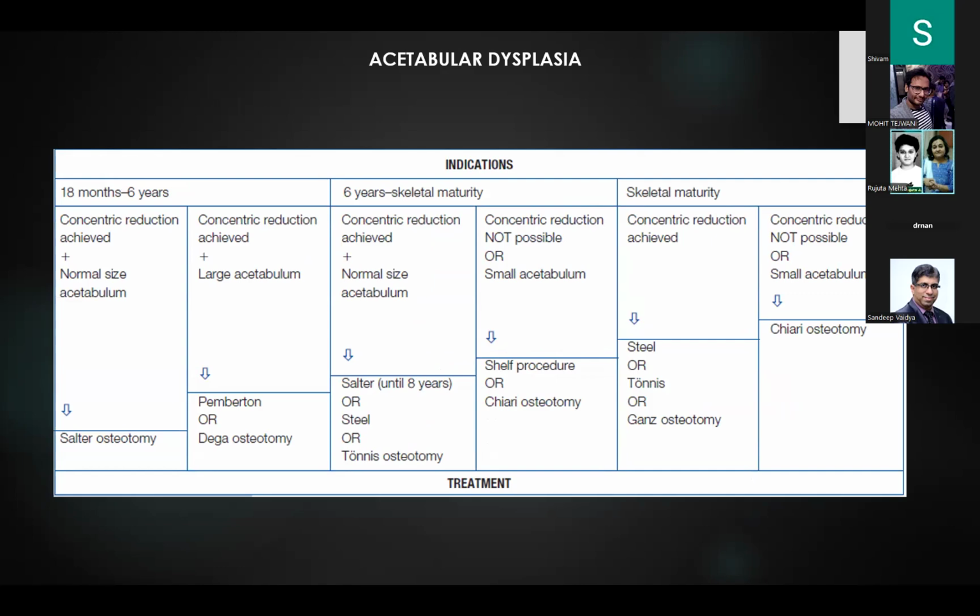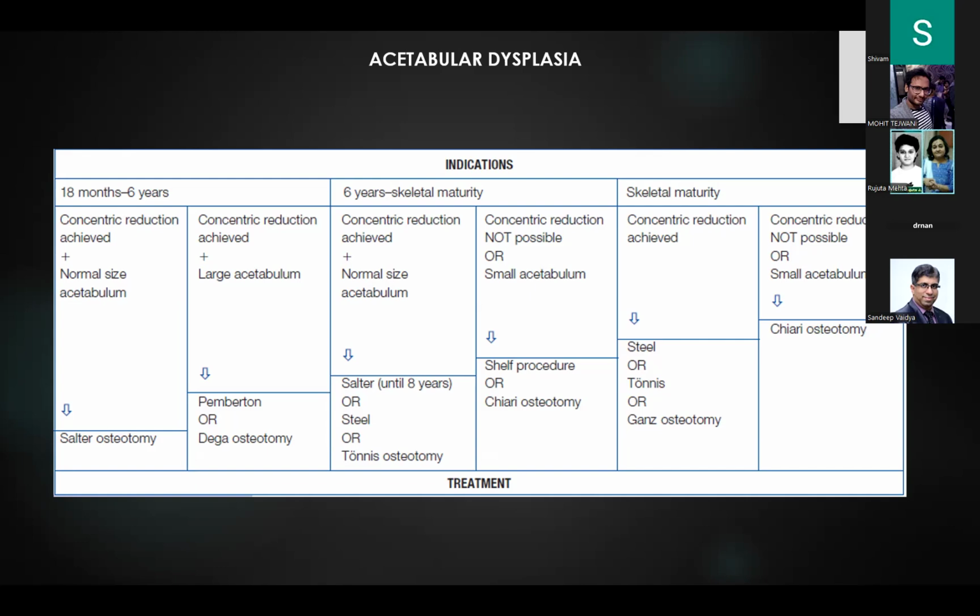If there is acetabular dysplasia along with this, and the child is between 1.5 years to 6 years of age, concentric reduction is achieved and the acetabulum is normal in size, then we can attempt a Salter's osteotomy. If concentric reduction is achieved but the acetabulum is really capacious or shallow, that is, there is an elevated acetabular index, then we may have to attempt a reshaping osteotomy like Pemberton or Dega. From 6 years to skeletal maturity, with concentric reduction achieved and a normal size acetabulum, we can also do a triple innominate osteotomy, if not a Salter's.